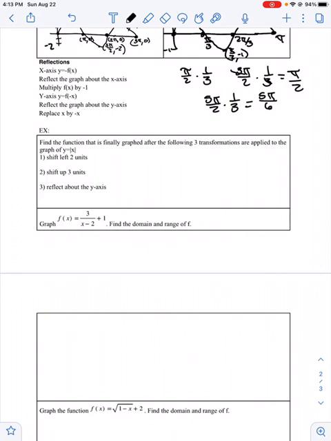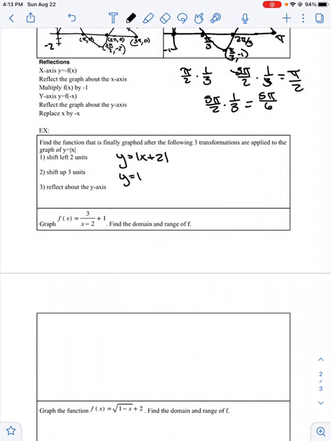So find the function that is originally graphed after the following 3 transformations are applied to the graph. So first, we shift left 2 units. So that means inside the parentheses, if we're shifting left, we actually do the opposite. So it's going to be x plus 2. Then we're going to shift up 3 units. So that's our outside value.